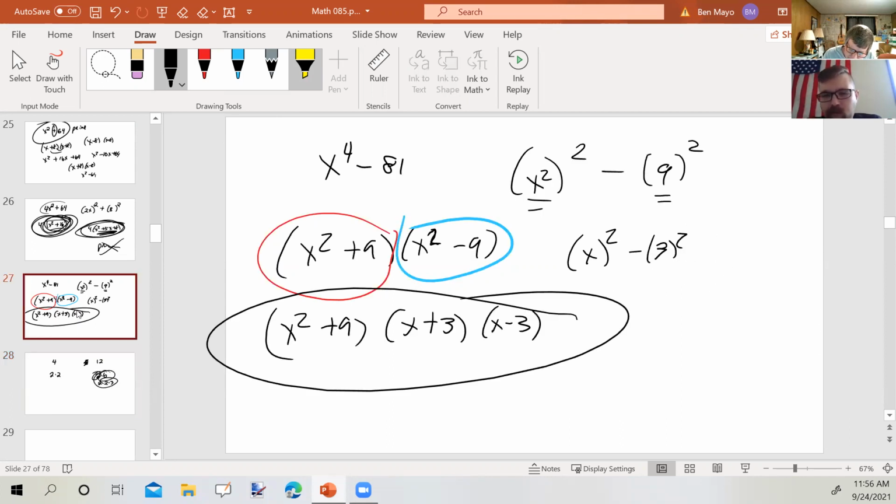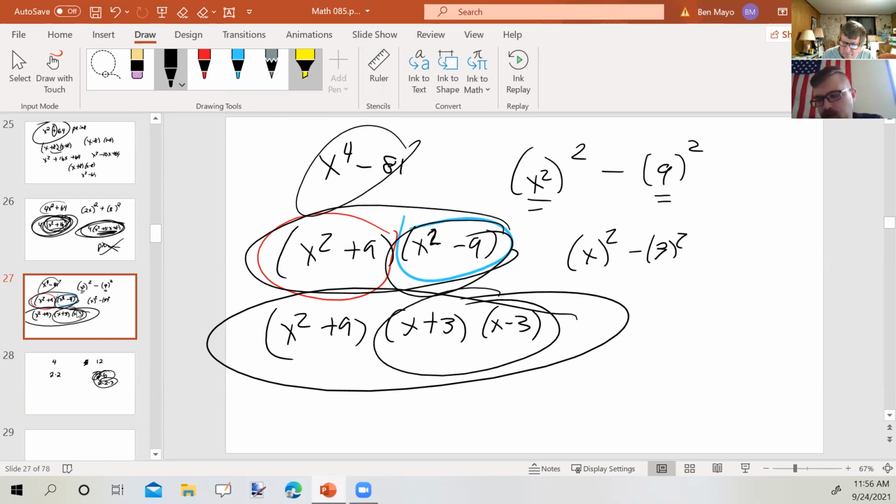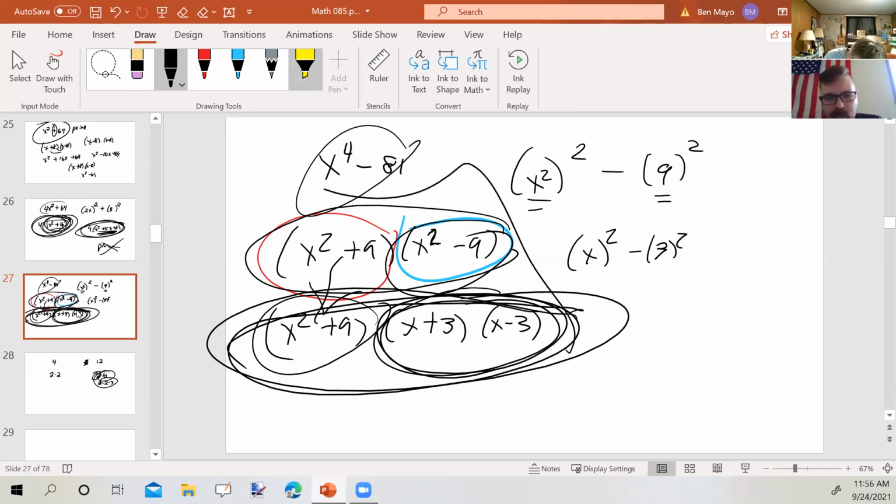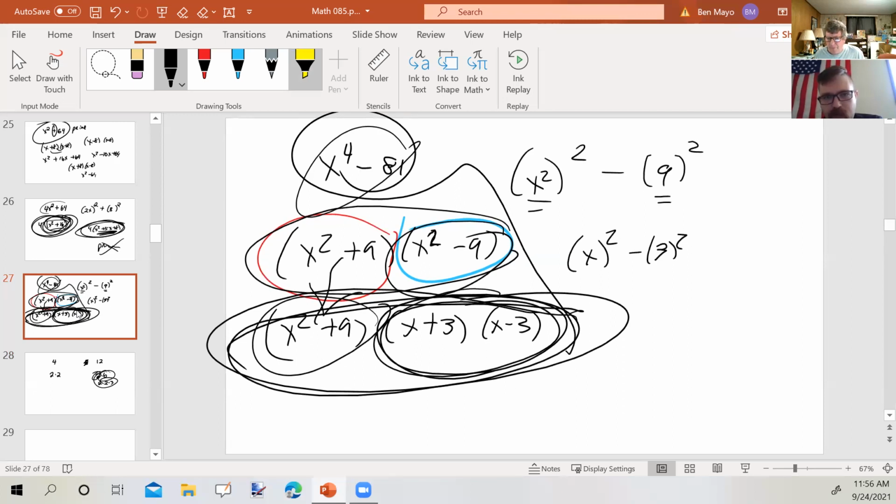So here, yes, this becomes this, but this factors further. And don't just leave this as your answer. You got to bring this piece along, even though you can't do anything else with it. You got to bring it along for the ride because it's part of the final answer. This whole thing multiplied back together should give me that. All right.